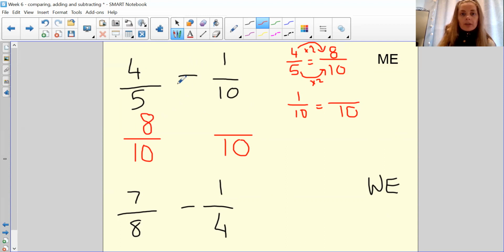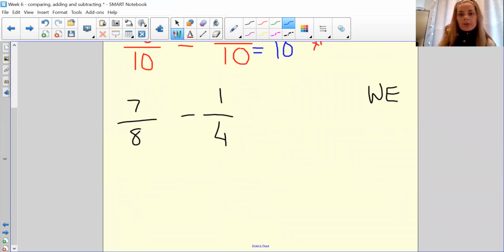I now must not get confused because I'm subtracting. And now I'm going to say, what did I do to 10 to get 10? I did nothing. And if you want to be mathematical, you could say you multiplied it by 1. It's sometimes easier just to understand that from 10 to 10, I did nothing. So I'm going to leave the 1, not going to change it. Right. Now that my bottom numbers are the same, I can subtract my top numbers. And I'm going to say 8 minus 1 is 7. And I leave the bottom number the same. I never change it.